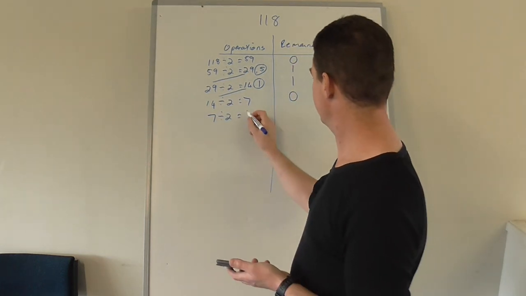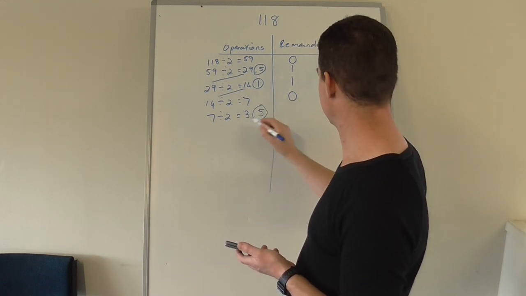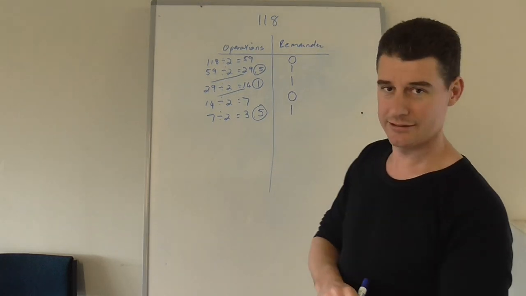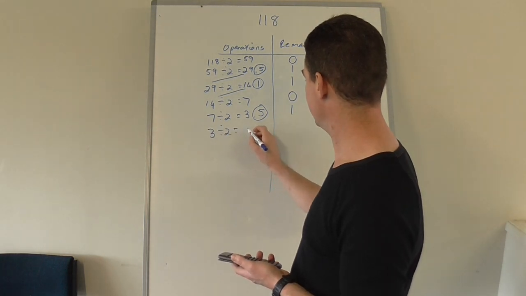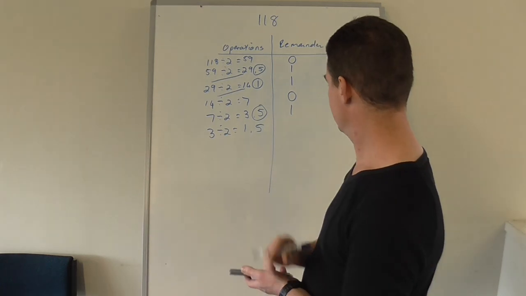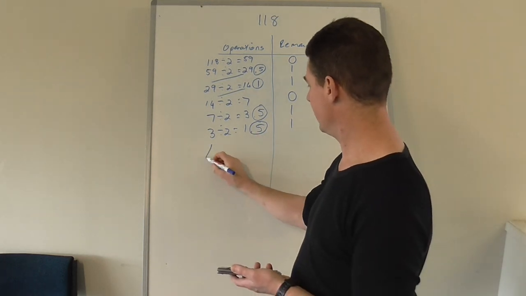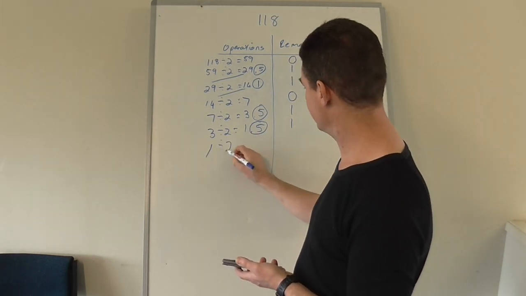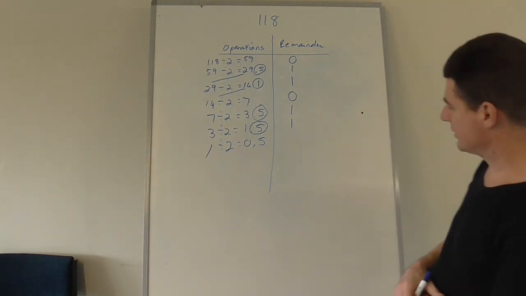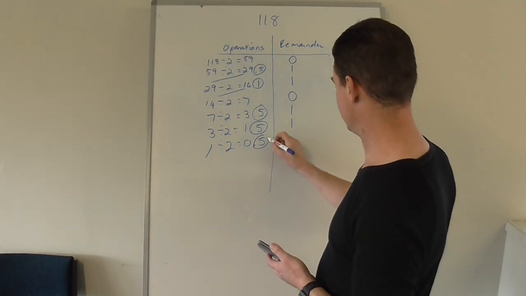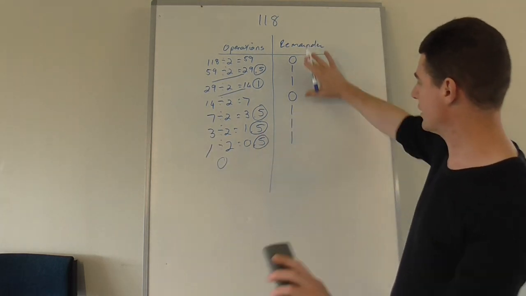That gives you 3.5. Because there is a decimal behind it, it's a 1. Once again, you only take the whole number and you say 3 divided by 2, that's 1.5. It's got a decimal, so it's a 1. And then 1 divided by 2 equals 0.5. The 0.5 obviously has a decimal, so that's a 1. You've got a 0 after that, so you don't worry about it, and that's where you stop.